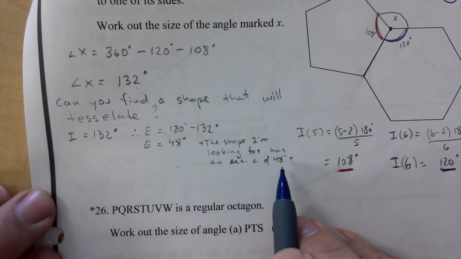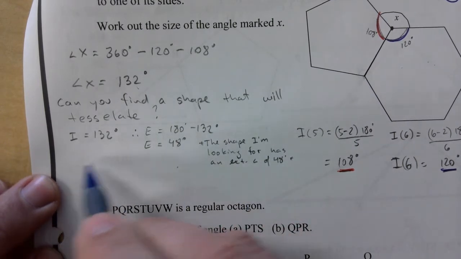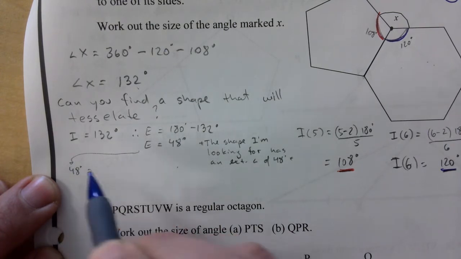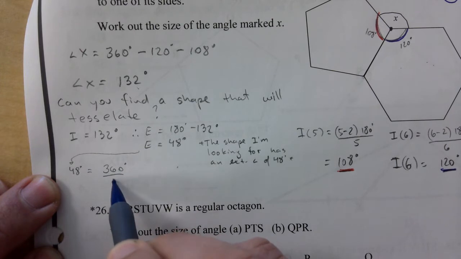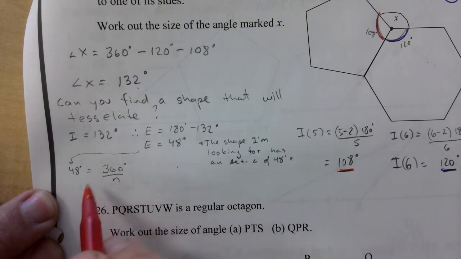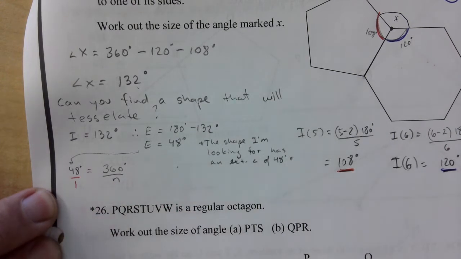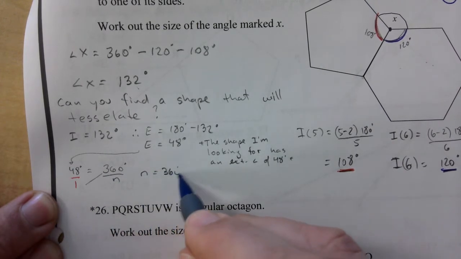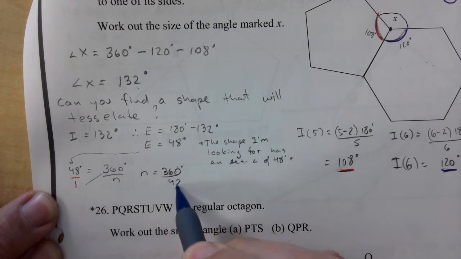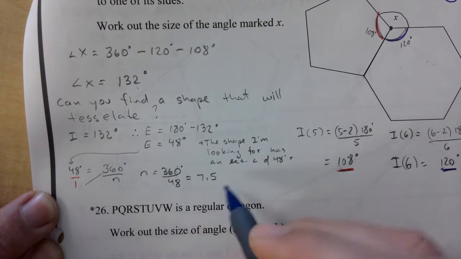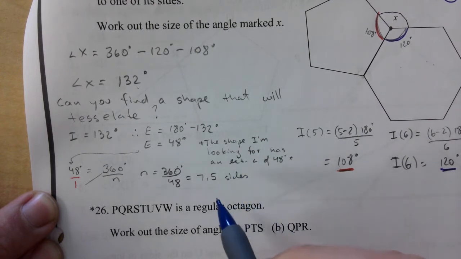If that's even going to work. So I'm just going to put an arrow here. Therefore, 48 degrees, the exterior angle, I know it's 360 degrees divided by n. That's the formula of the exterior angle. I put a 1 here just to show me that I have to cross multiply and divide, right? So to get n, I have to go 360 times 1 divided by 48. And this is not going to work, right? We get 7.5 sides, right?